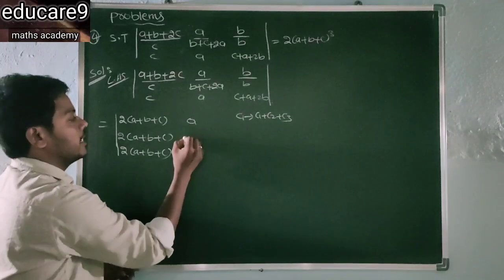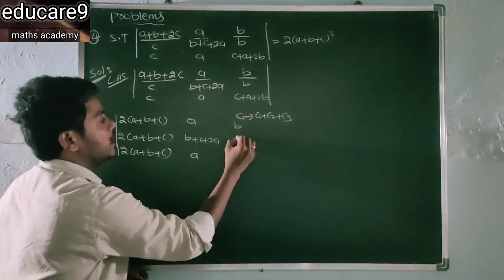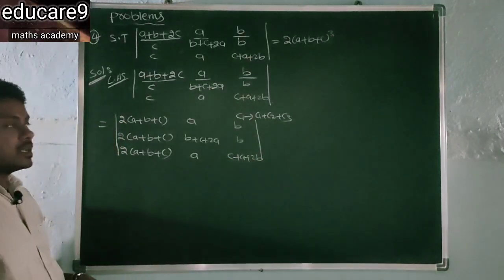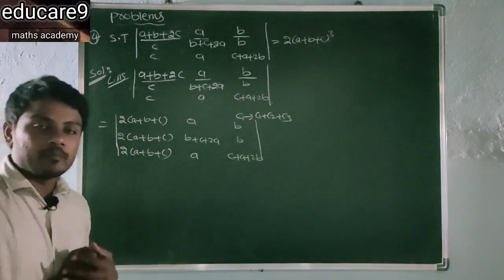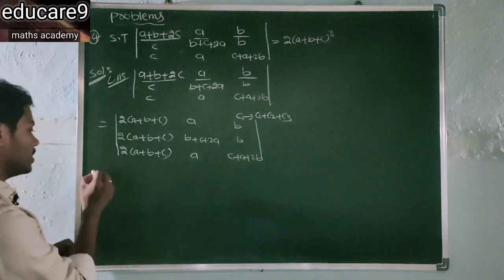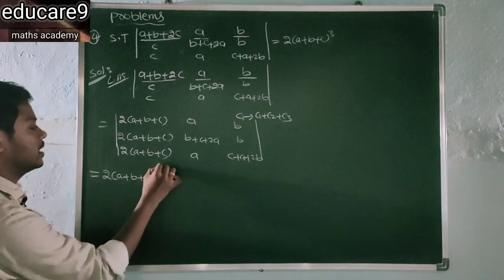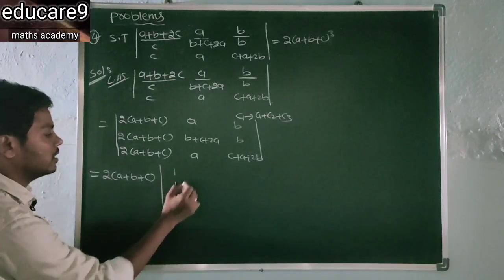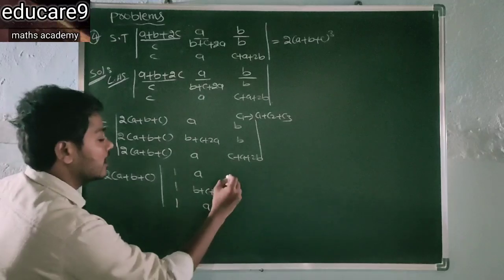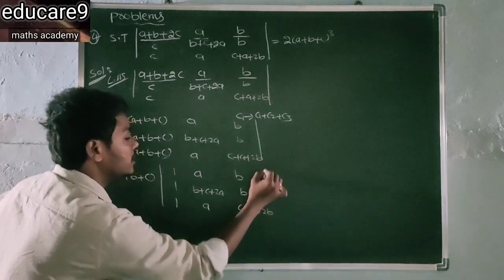So the remaining entries are a, b plus c plus 2a, a. Next one b, b, c plus a plus 2b. Okay. So clearly from the first column, which one is common? 2 times (a plus b plus c) is common. So the remaining terms are 1, 1, 1. Here a, b plus c plus 2a, a, b, b, c plus a plus 2b.